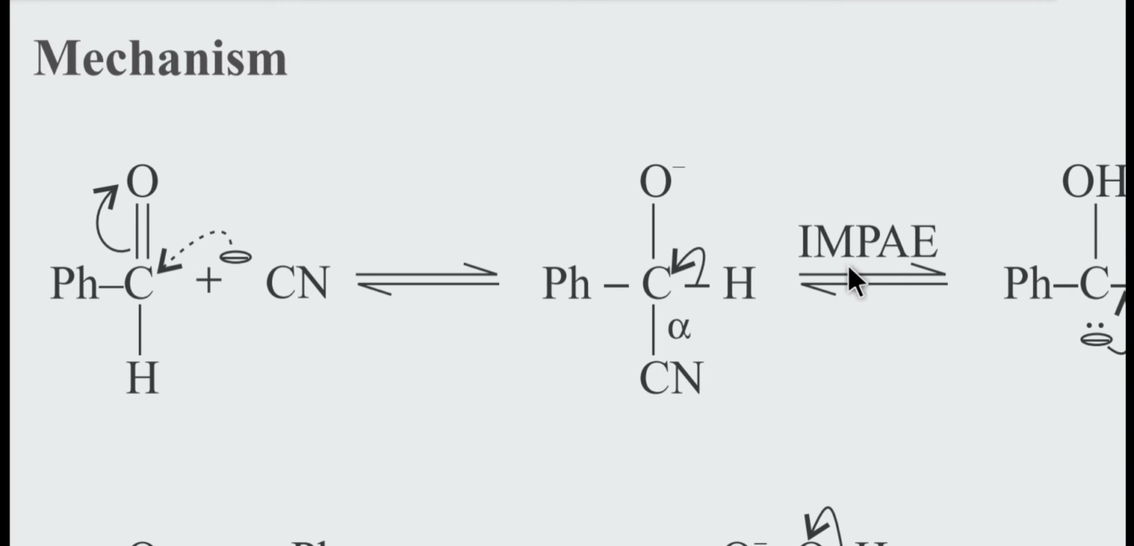But in the next step, one important thing is intramolecular proton exchange. Intramolecular proton exchange means that inside the molecule, a proton is exchanged from one part of the molecule to another part of the same molecule. This hydrogen is attached to this carbon, and it will shift from carbon toward oxygen. When this hydrogen shifts toward this oxygen, the carbon gets a negative charge while oxygen becomes neutral. That is called intramolecular proton exchange.